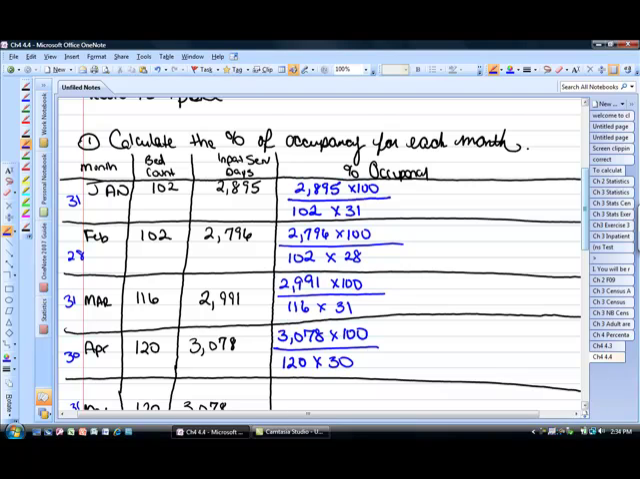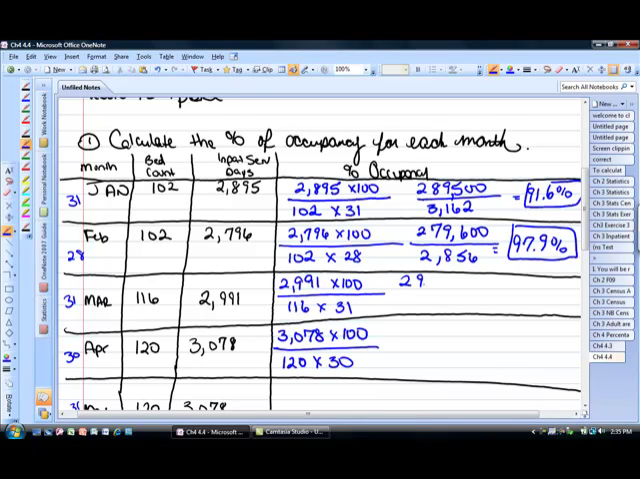Okay, for our first one, 2,895 times 100 gives us 289,500. 102 times 31 gives us 3,162 for a result of 91.6%. The next one, 279,600 over 2,856 gives us an end result of 97.9%.